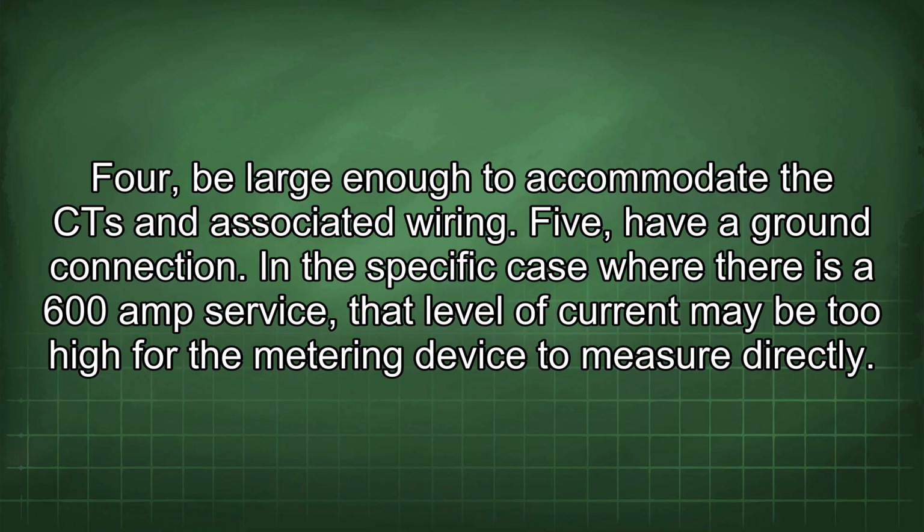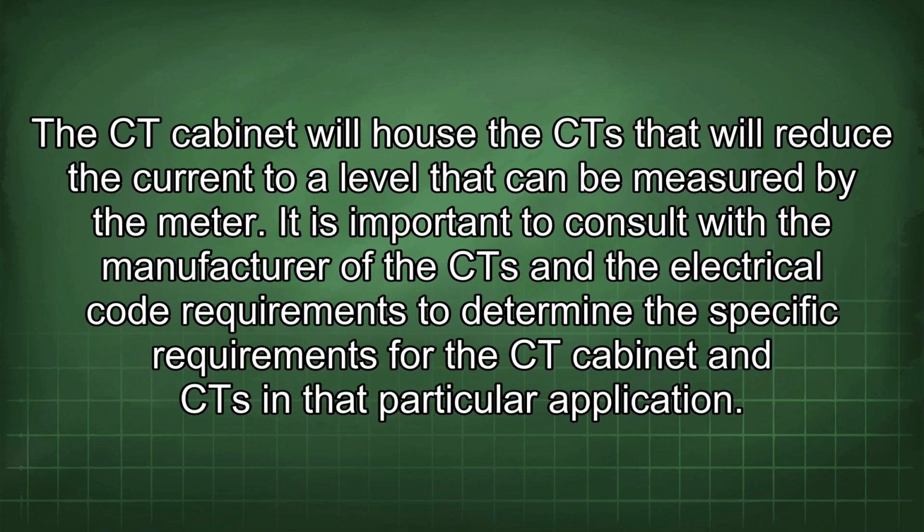In the specific case where there is a 600 amp service, that level of current may be too high for the metering device to measure directly. The CT cabinet will house the CT that will reduce the current to a level that can be measured by the meter. It is important to consult with the manufacturer of the CT and the electrical code requirements to determine the specific requirements for the CT cabinet and CT in that particular application.